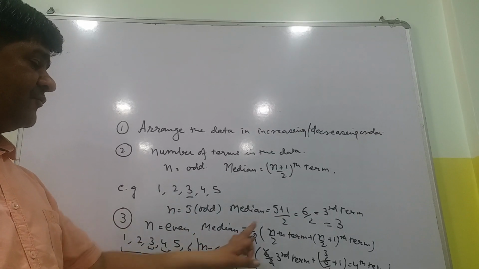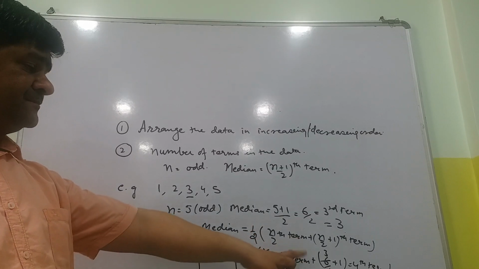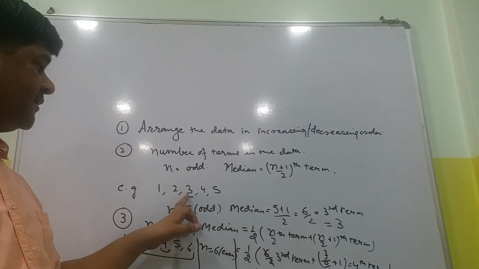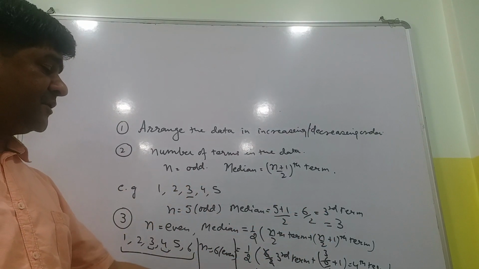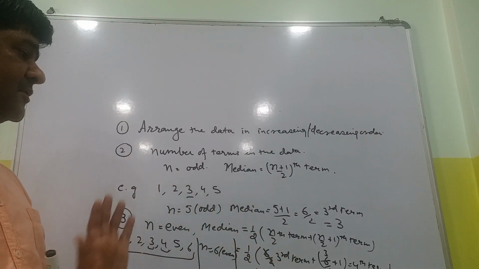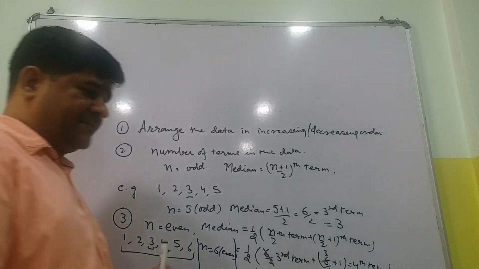So that is half of 6 by 2 third term and 3 plus 1 fourth term. So what is the value of third term? 3. What is the value of fourth term? 4. 3 plus 4, 7. 7 by 2, 3.5. So the median of the data is 3.5.